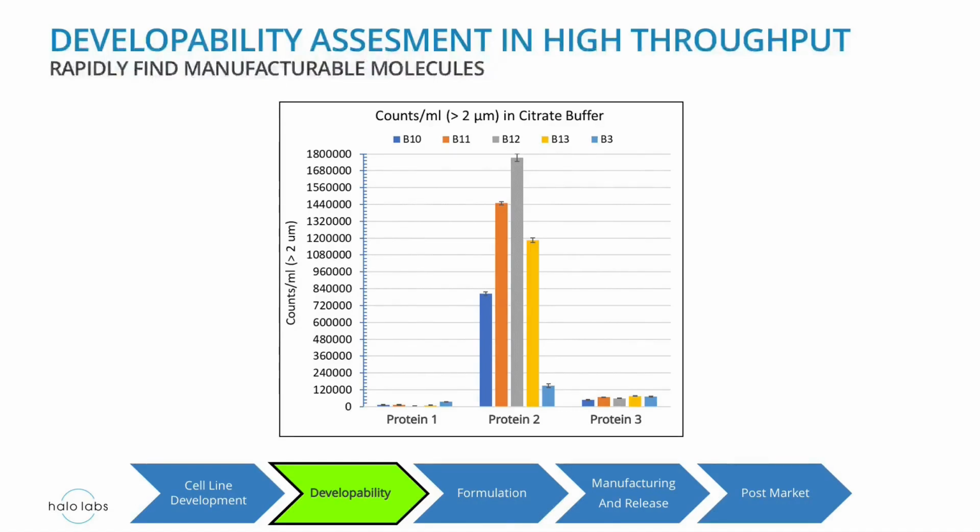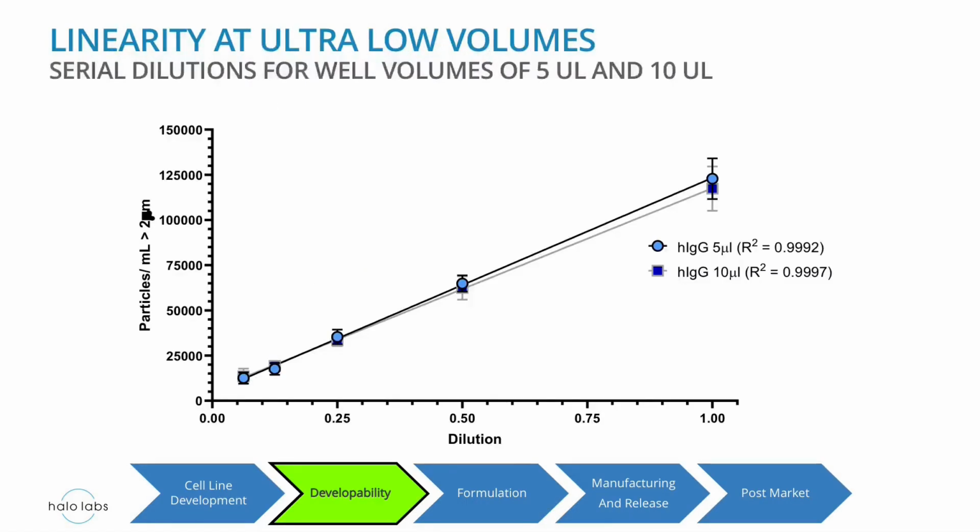And this is possible because typically tools right now are unable to handle low sample volumes, but the Aura can. As a matter of fact, we see measurement linearity from ultra low volumes as low as 5 microliters, as well as 10 microliters, with high repeatability. And this is unique because competitive technologies can only process hundreds of microliters for a single replicate.